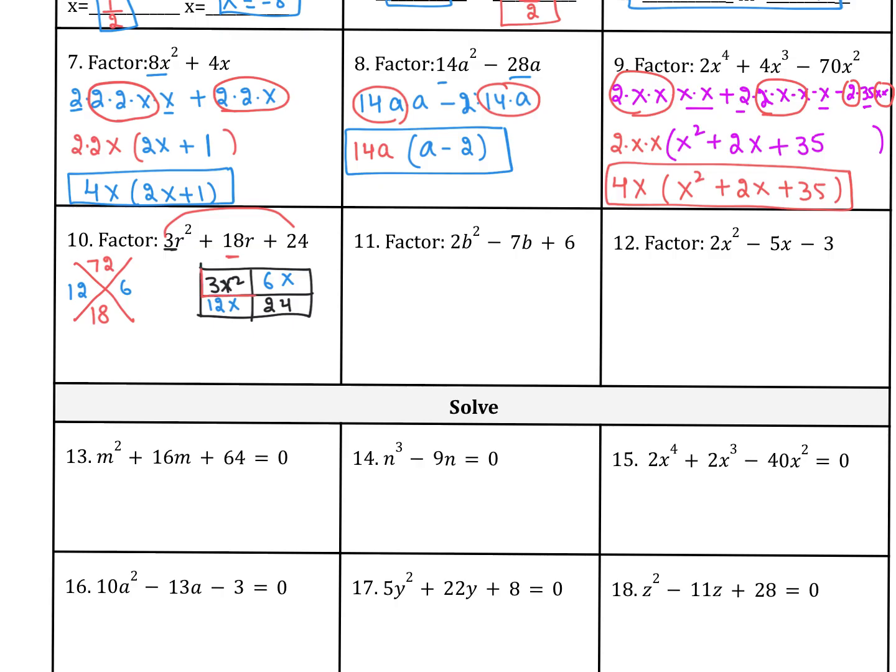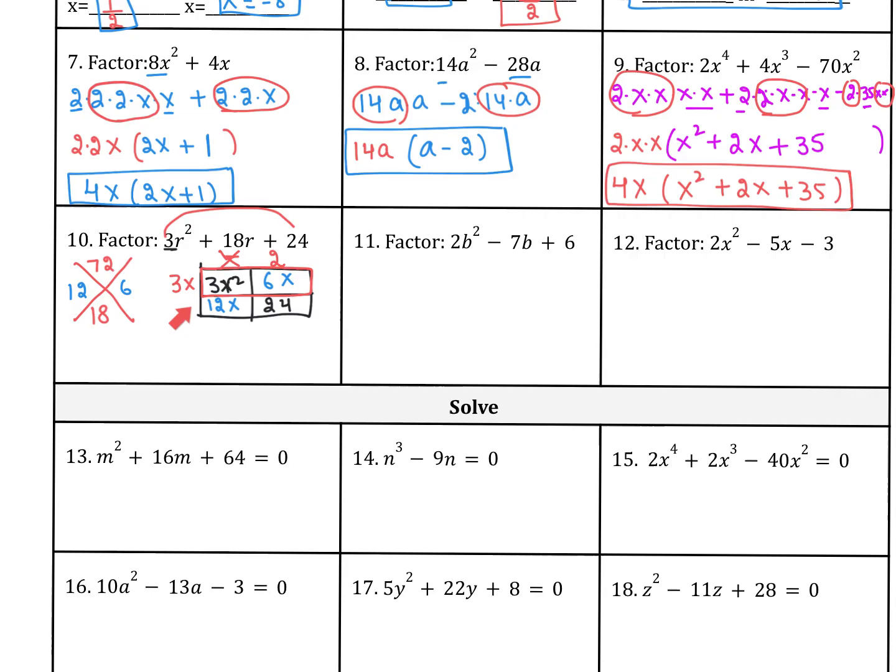GCF of this row, that divides 3x and 6x, is 3x. So GCF is 3x. So what goes on the top? When you multiply 3x times what gives you 3x squared? It's just x, and here it should be 2.